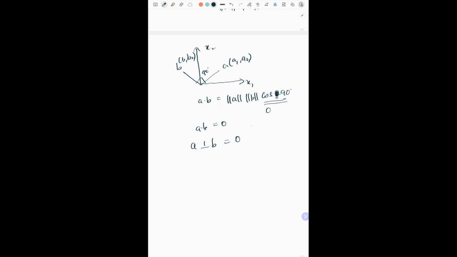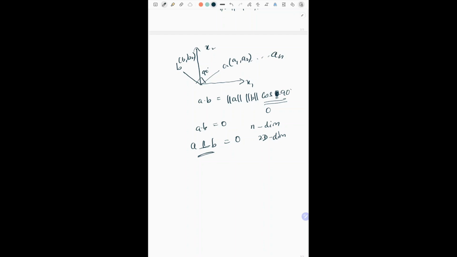This also applies to n dimensions. This is a 2D dimension, and this is also applied to n dimensions. When you have n points, this also applies to n dimensions: when the vectors are perpendicular to each other, then you're going to get the value 0.